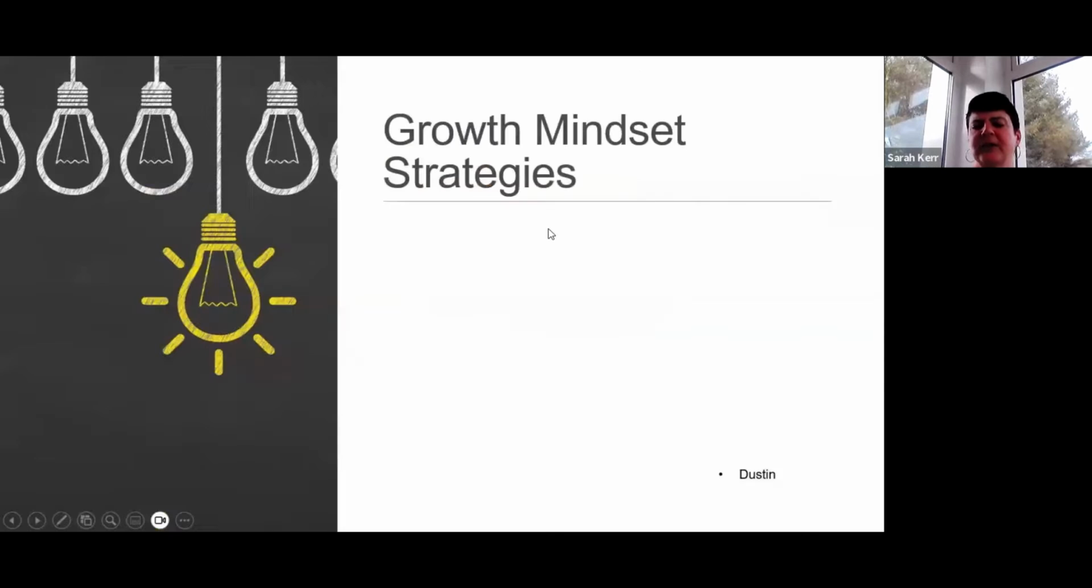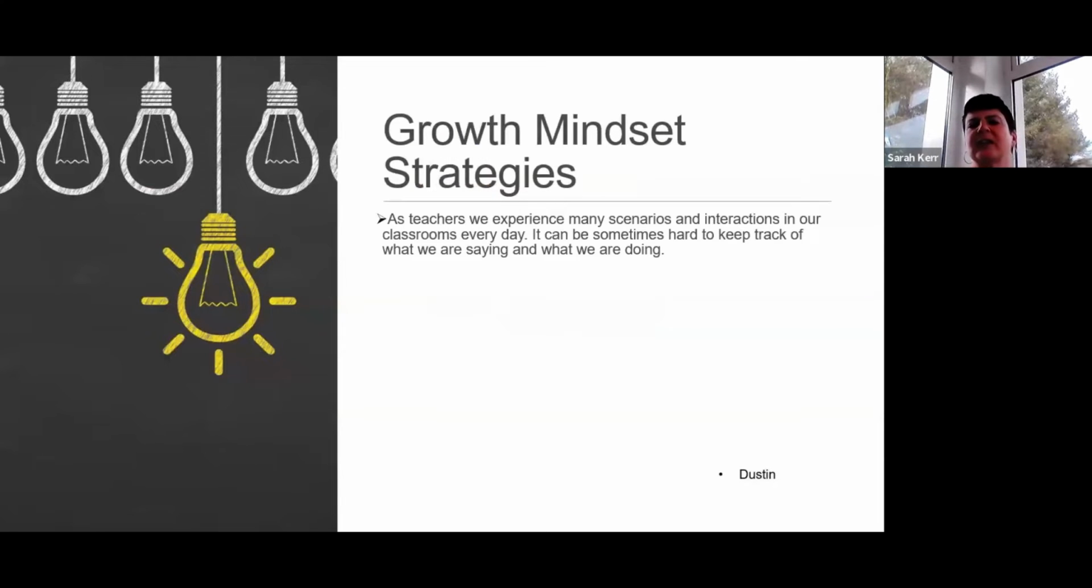Okay, so a few strategies then for the classroom. We experience so many scenarios, so many interactions in our classrooms every day, and it changes on a daily basis. It's hard to keep track of what we're saying because we have so many children in front of us, and we're constantly trying to respond and trying to help, trying to support. And sometimes it might be easy to slip into a fixed mindset. But it's very important to, if we practice growth mindset, it becomes habitual. It becomes a natural way of thinking and a natural way of speaking.